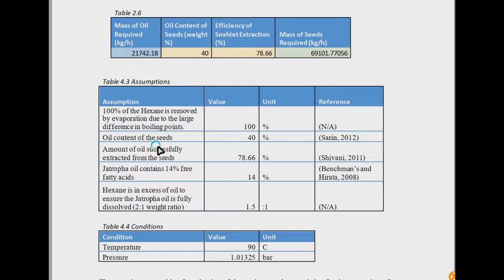So the oil content of the seed is the amount of oil successfully extracted. Jatropha contains 14% free fatty acid. Okay, it can be said so because the oil contains chains of fatty acid or non-fatty acid.